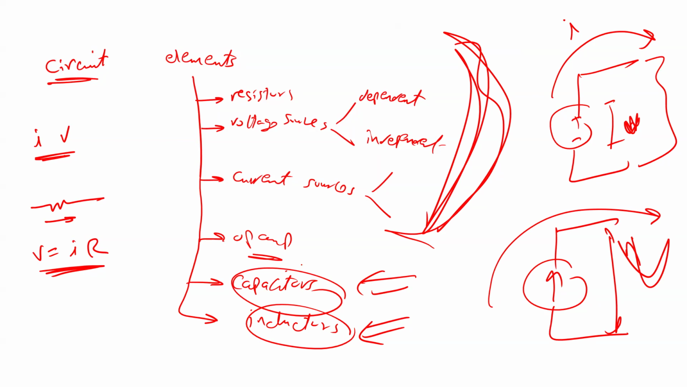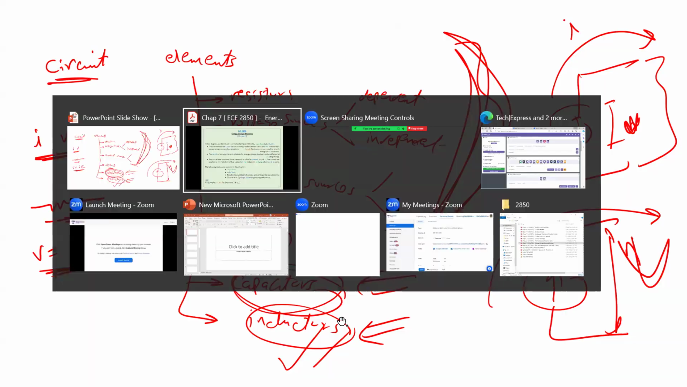So I'm going to start with the capacitor. What are capacitors? What are they doing? How are they different from resistors? And what is the relation between V and I? Same thing for inductors and so on. That's what we expect.